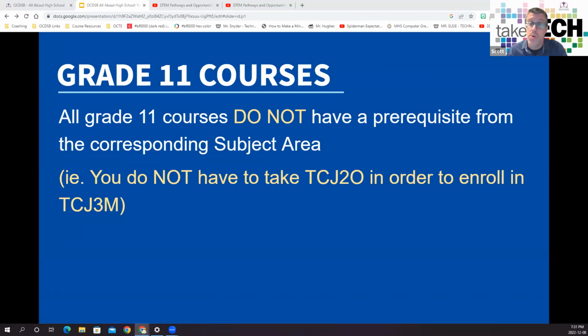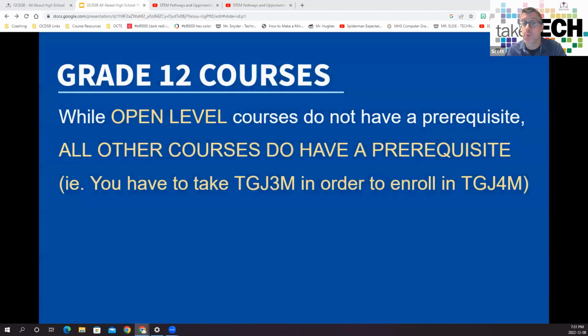Grade 11 courses do not have prerequisites, so any student can join it. You do not have to take the grade 10 to take the grade 11. However, in grade 12, there is a grade 11 level for each of those. So if a student is going into grade 12 and is thinking about taking technology, they would have to take the grade 11 level unless the grade 12 level is open, which means everybody.